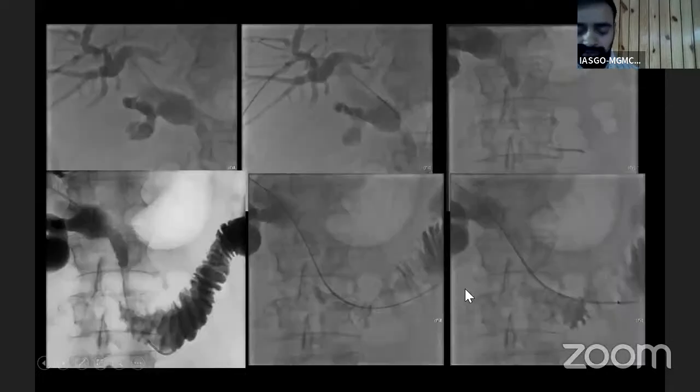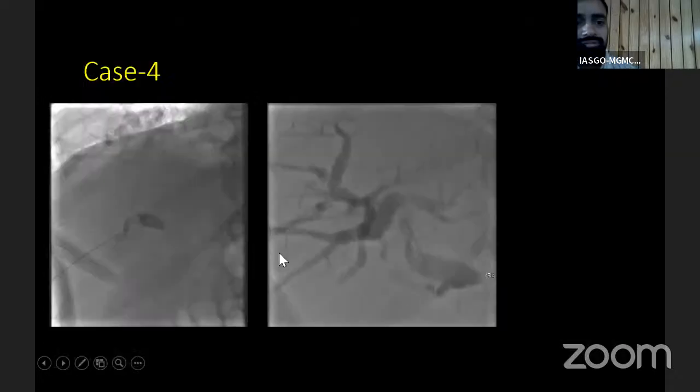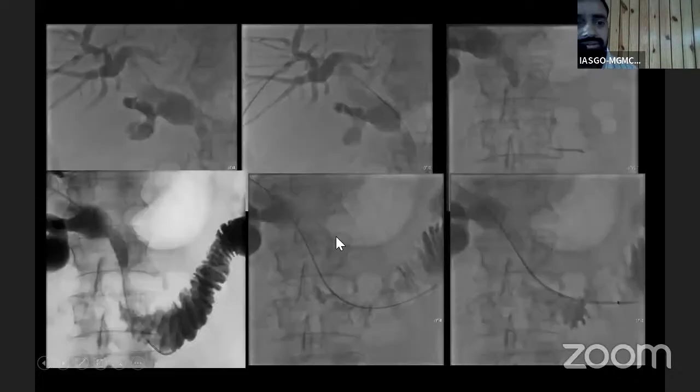This is case 4. This is a known case of carcinoma head of pancreas. In the cholangiography, you can see a type 1 block, and there is a distal stricture over here. Using the catheter wire combination, we negotiated into the duodenum, and then we did cholangiography as well as put contrast in the duodenum, and then see the length of the stricture, and after that we can put this metallic stent.